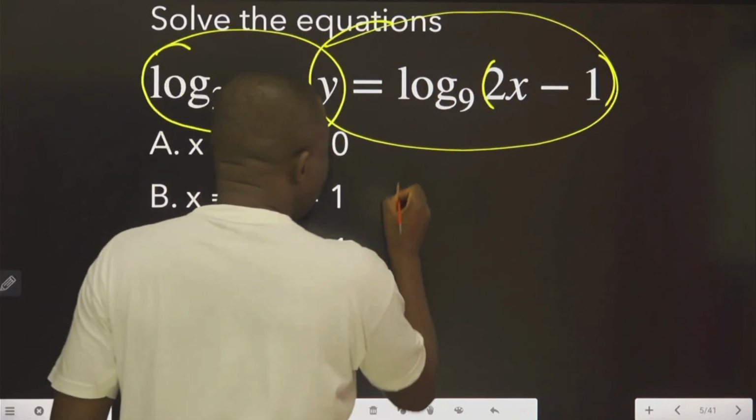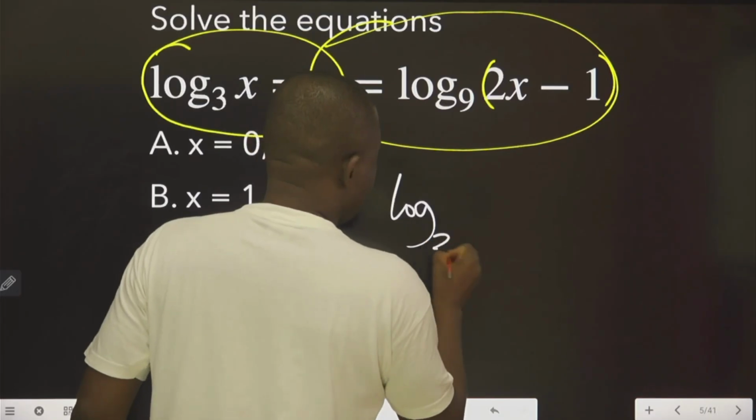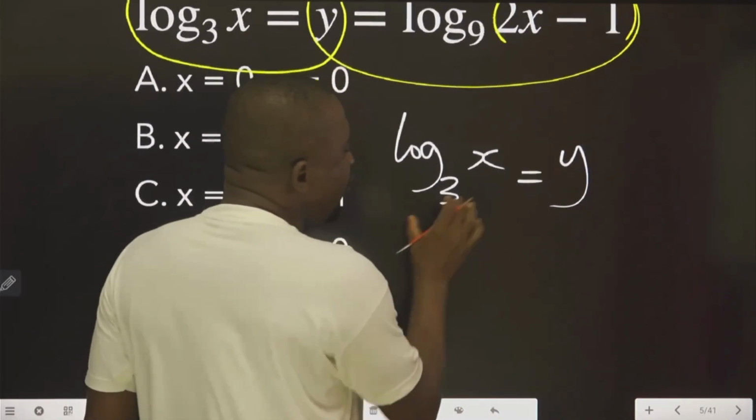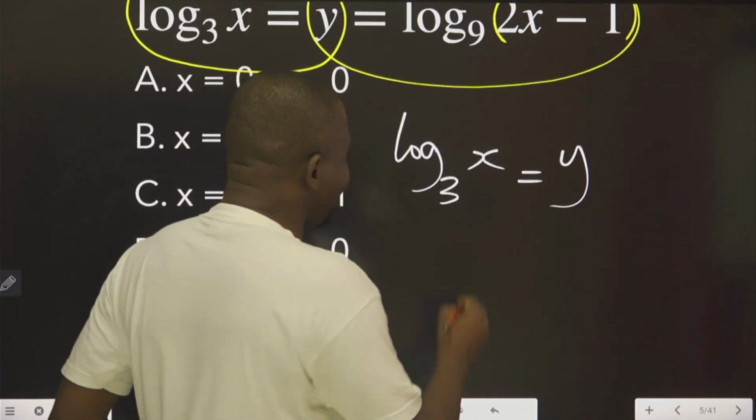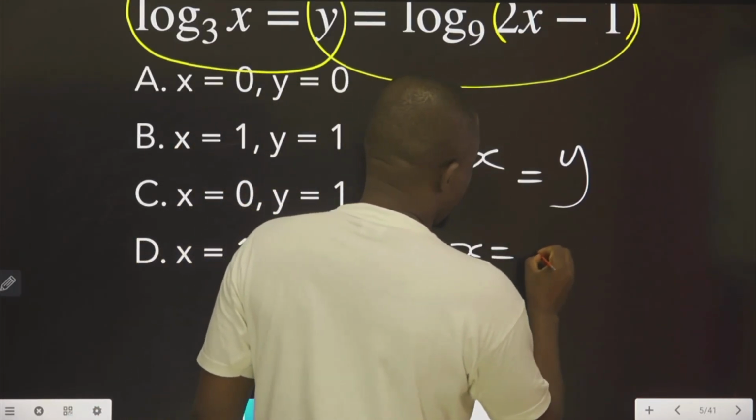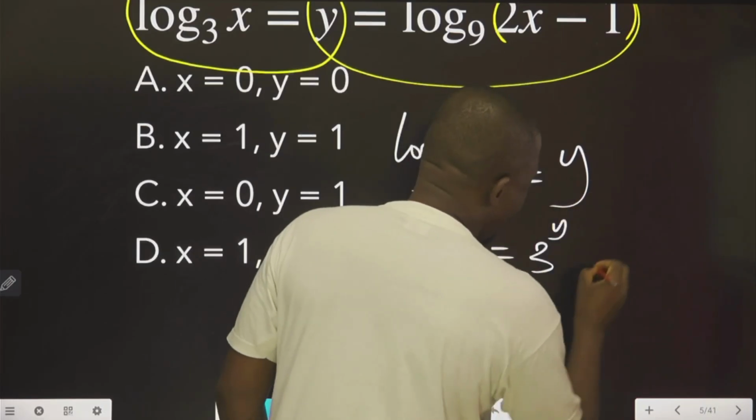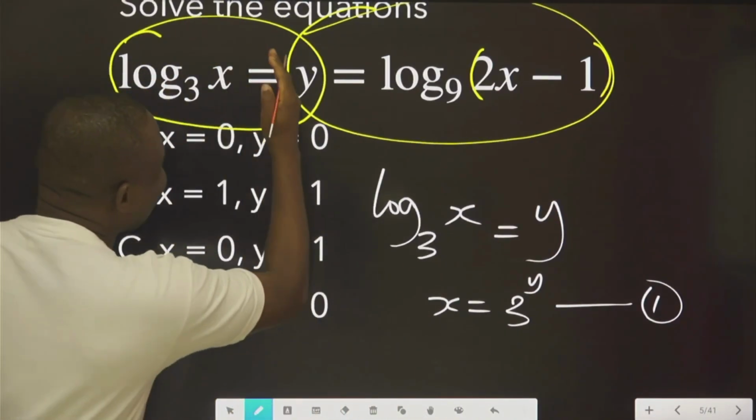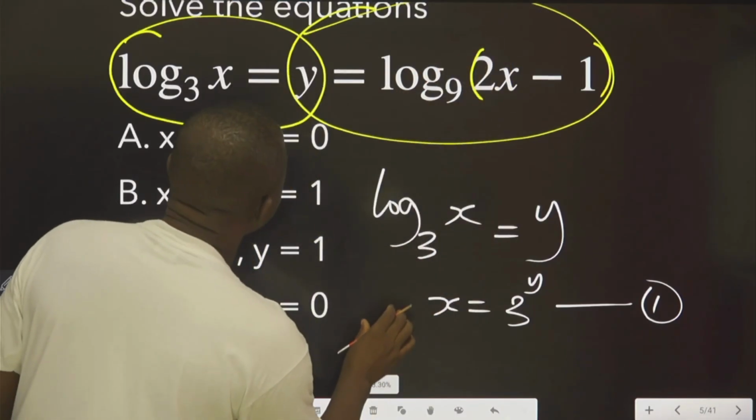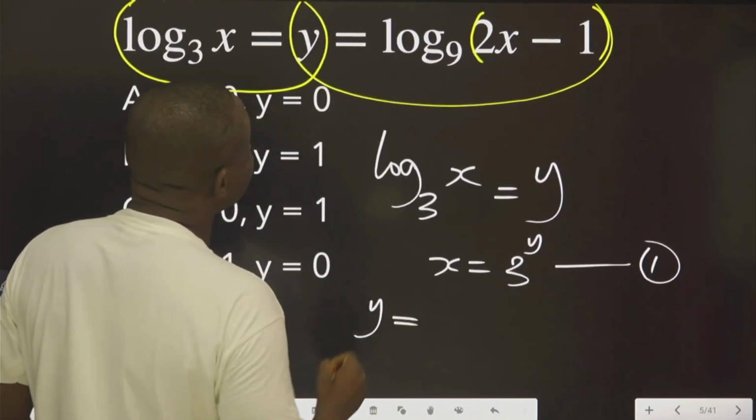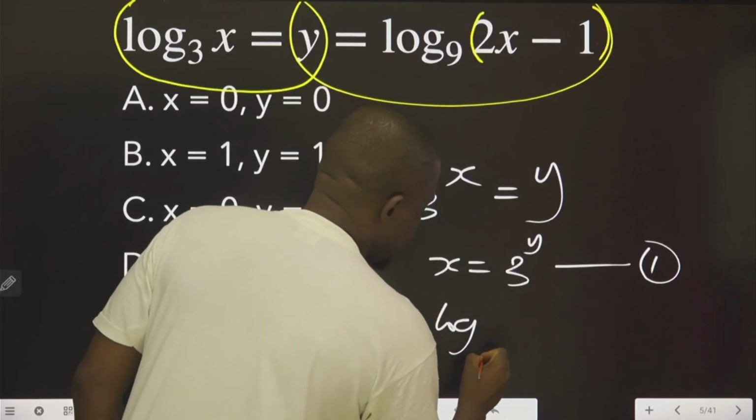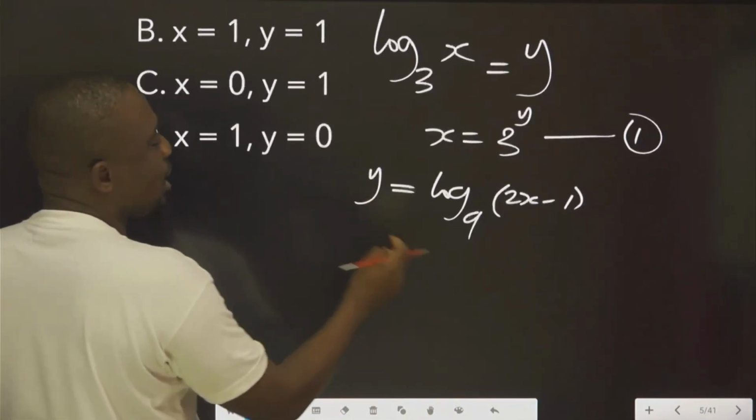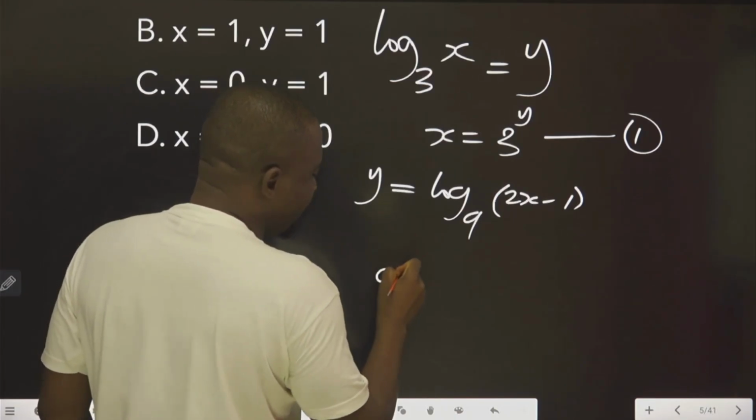That is to say, log this equals y. Let's move this to index form. That is x equals 3 raised to the power y. We call this one equation 1. Remember, this equals this. Now, this is also equal to this. That is to say, y equals 2x minus 1. Okay?